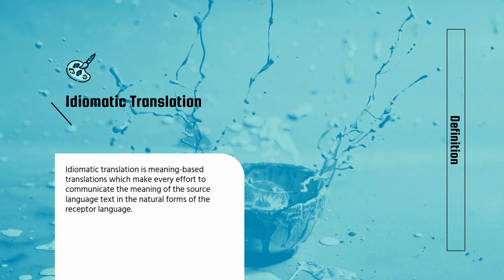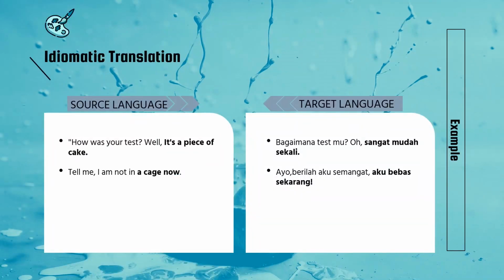And the next is idiomatic translation. Idiomatic translation is meaning-based translation which makes every effort to communicate the meaning of the source language text in the natural forms of the receptor language. You can see in the source language, how was your test? Well, it's a piece of cake. And in the target language, bagaimana tesmu? Oh, ini sangat mudah sekali.